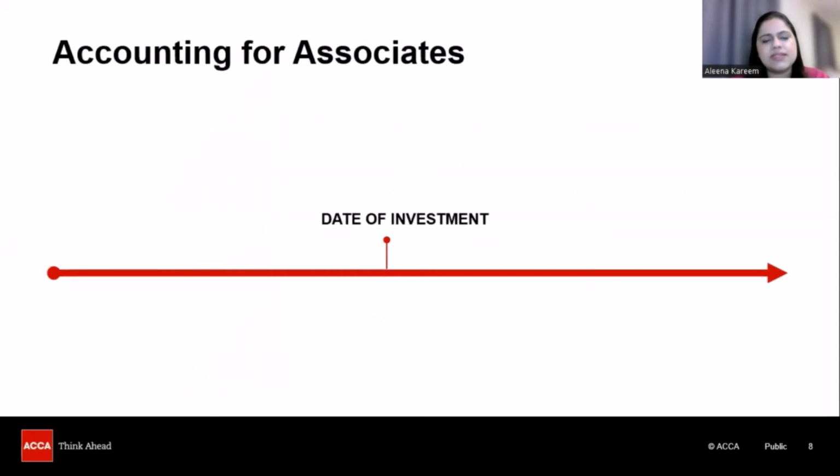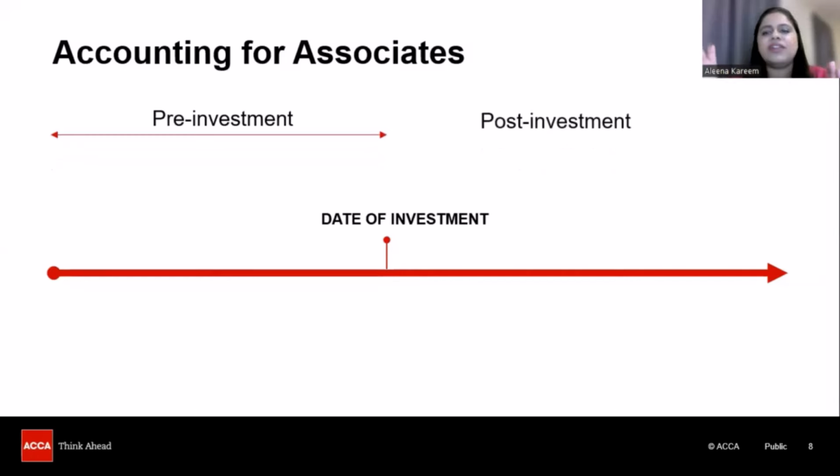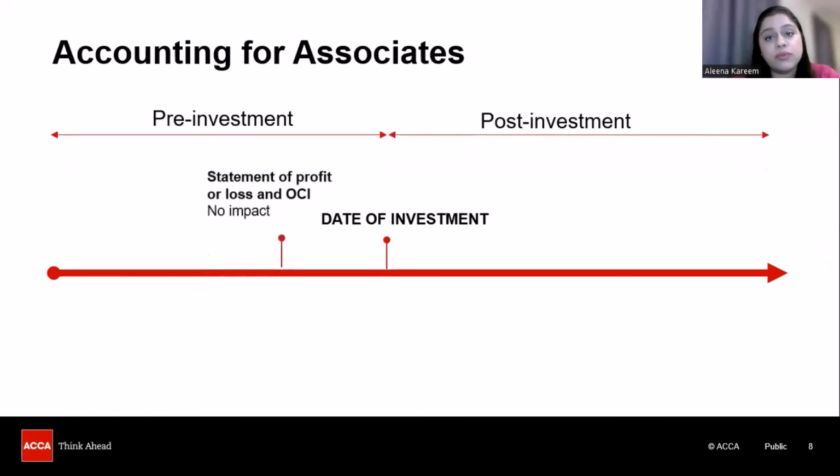Now, accounting for associates. Once again, a very, very important date is the date of investment, because that identifies from where onwards you are going to do your accounting. So in case of accounting for associates also, when you're dealing with a question, the first thing that you need to highlight in your question paper is the date of investment. Once you've identified the date of investment, anything that is happening on or before the date of investment is the pre-investment time period, and anything happening after the date of investment is the post-investment time period. The accounting changes for both periods, so we need to be very clear when the date of investment is.